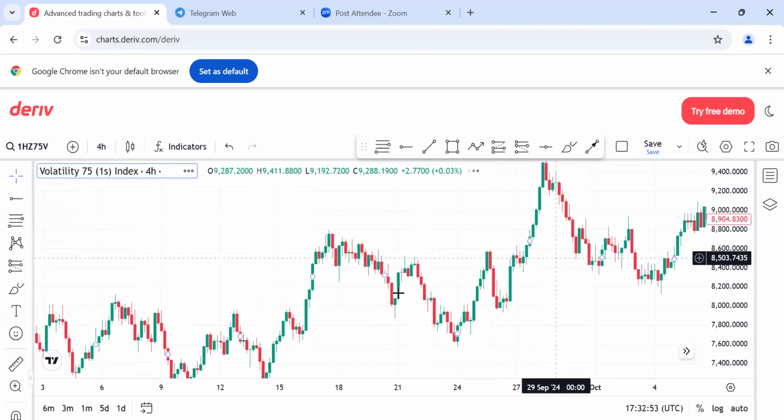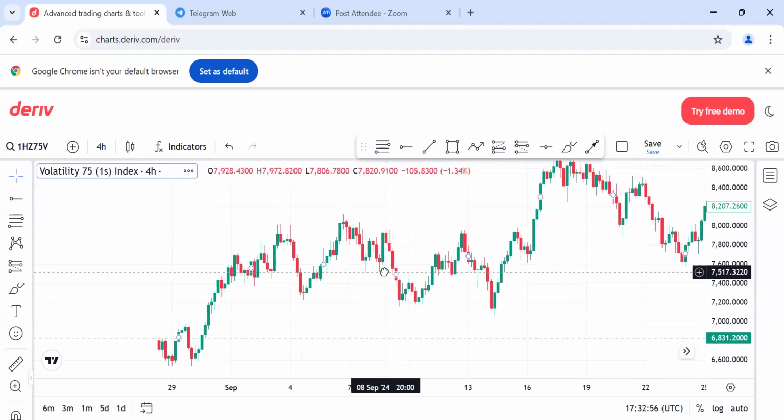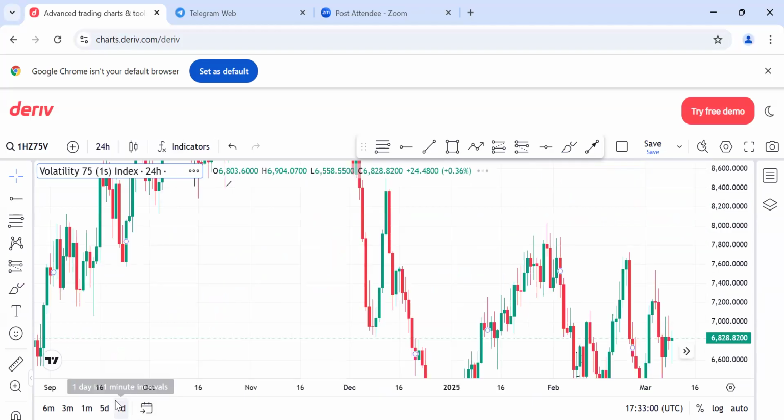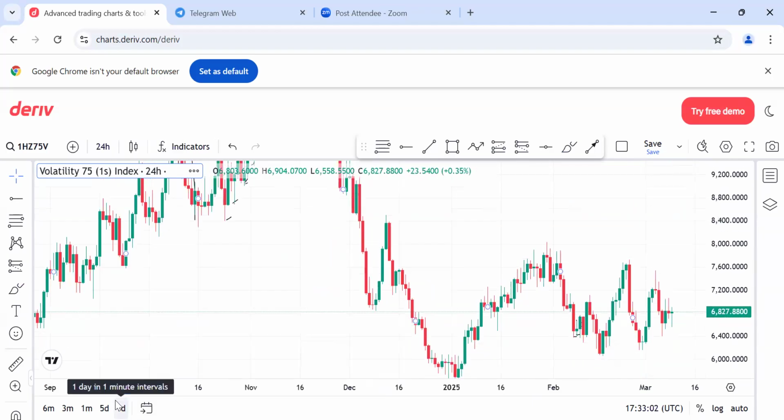So let's see if we can spot more formations. Let's check the daily time frame, a higher time frame, to see.